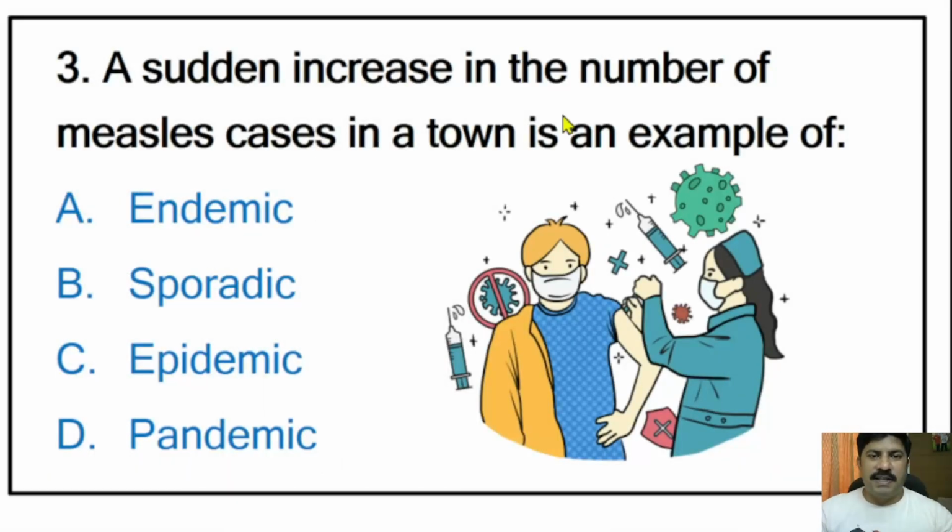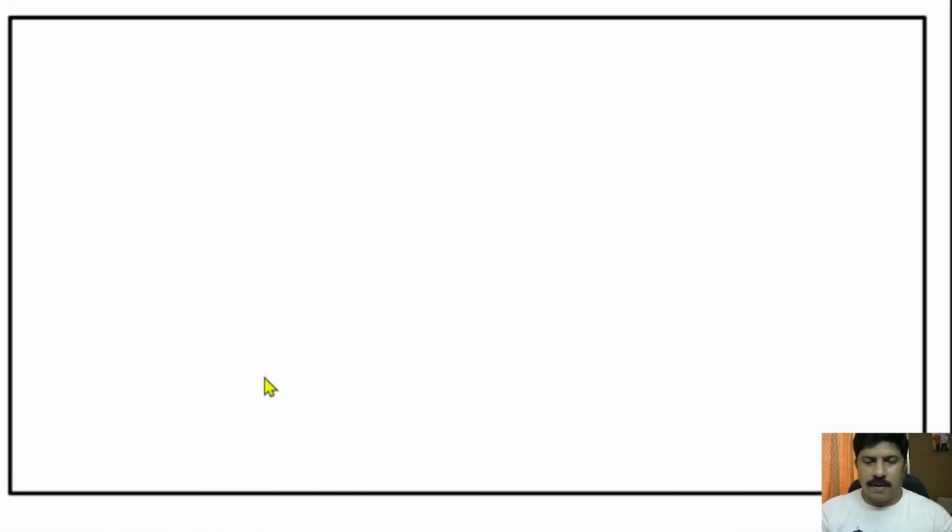A sudden increase in the number of measles cases in a town is an example of endemic, sporadic, epidemic, or pandemic? The correct answer is epidemic. So we have discussed epidemic. A sudden increase in the number of measles cases in a town is an example of epidemic. A constant presence means endemic. A sudden increase in the number is termed epidemic. We will see the definition.